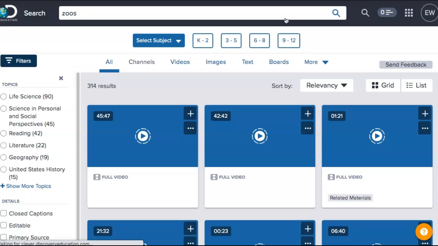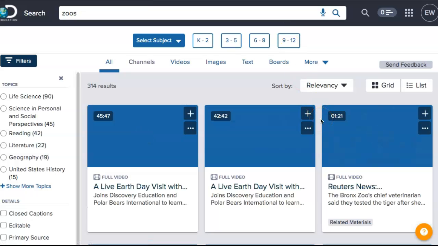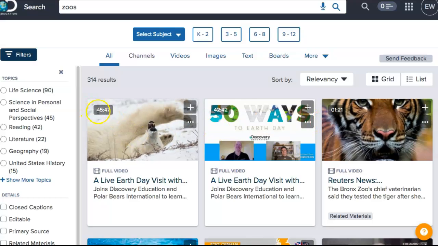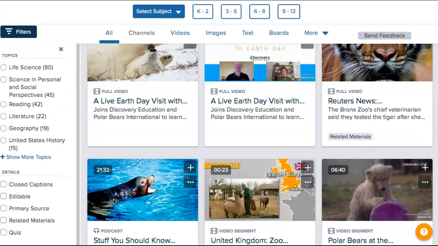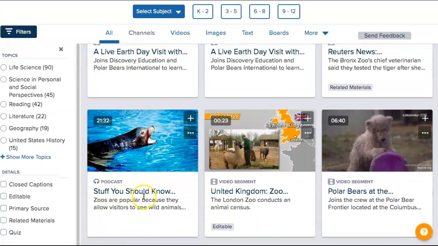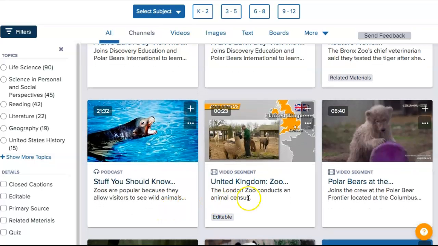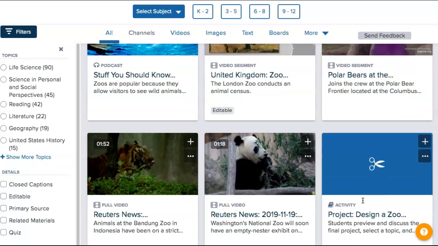I'm going to type in zoos, and I see that several videos come up. Some are quite long, 45 minutes, a live Earth Day visit about polar bears. That doesn't really sound like it's going to help me with evidence about why zoos are good for animals. It might be fun to watch, but it's not exactly what I'm looking for. So I'm going to keep going. Stuff you should know. Zoos are popular because they allow visitors to see wild animals. That could be helpful. The London Zoo conducts an animal census. Polar bears.